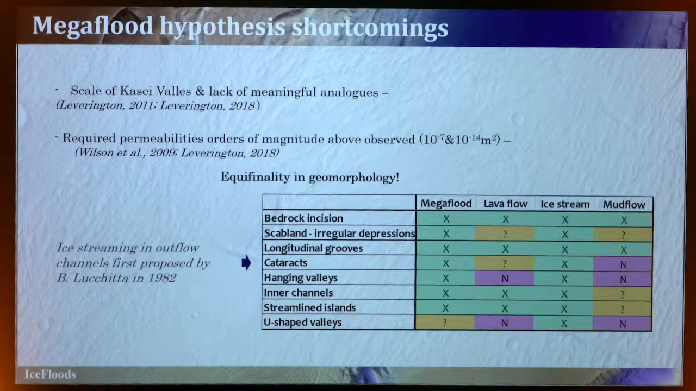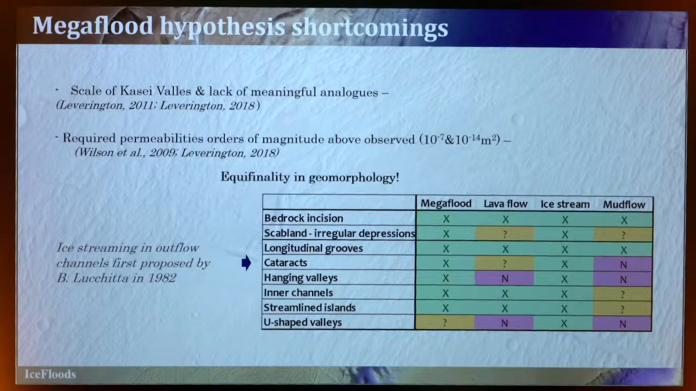And I'm sure some of you are already looking at the table down at the right, and that's hinting at what's coming next. Essentially, it's this concept of equifinality in geomorphology. There's a lot of landforms that by themselves are not always uniquely related to a specific process. In this particular case, there are examples of landforms that I'm listing here, and there are some more. So bedrock incision, the presence of longitudinal grooves, cataracts, hanging valleys, inner channels, streamline islands, U-shaped valleys, confluent zones. All of these are seen both in megaflood and ice stream examples.